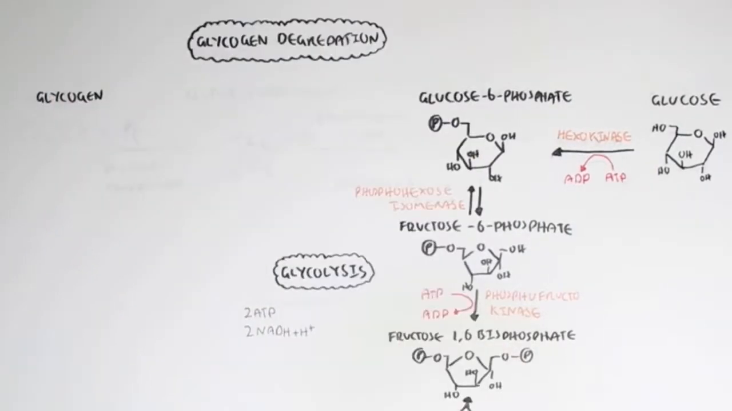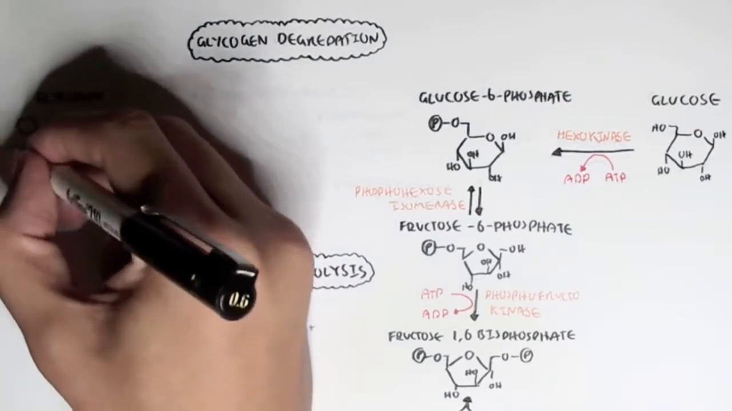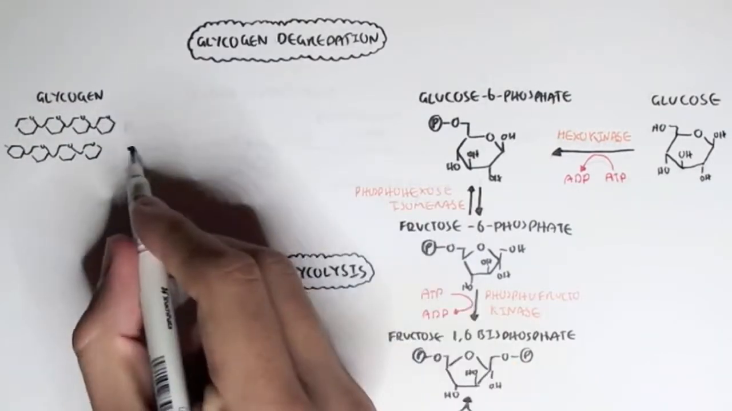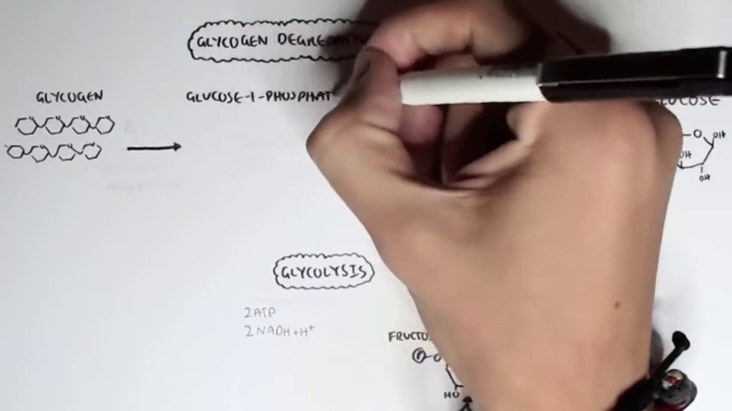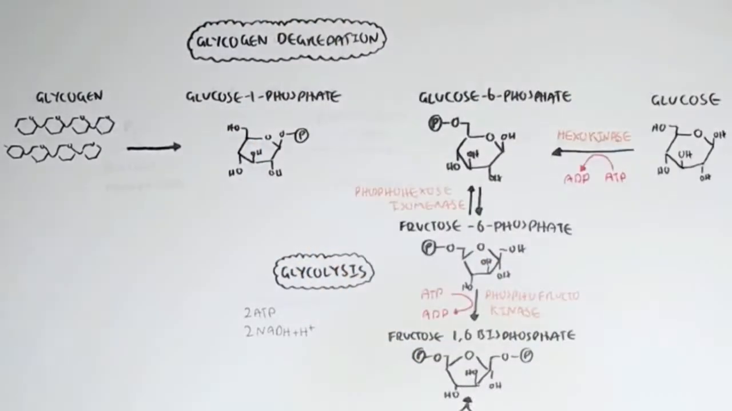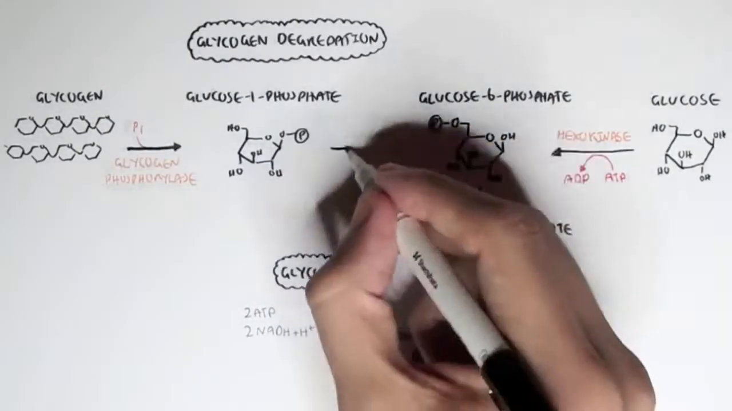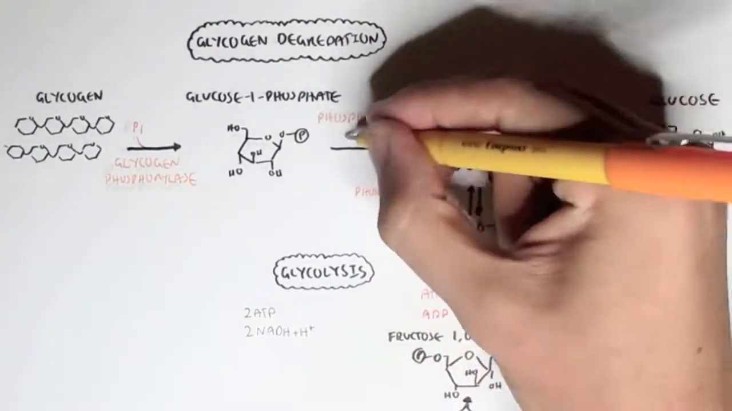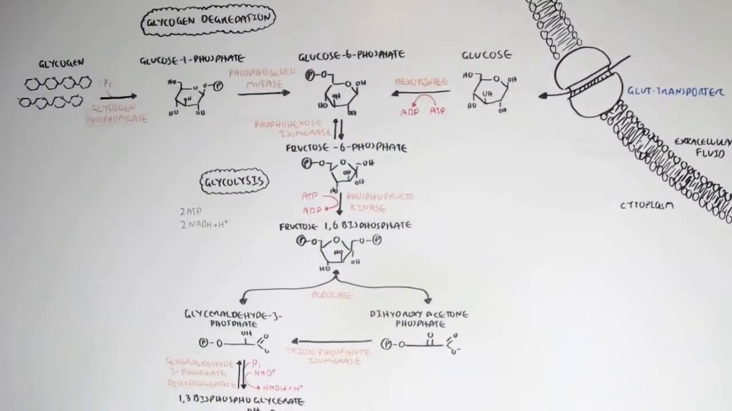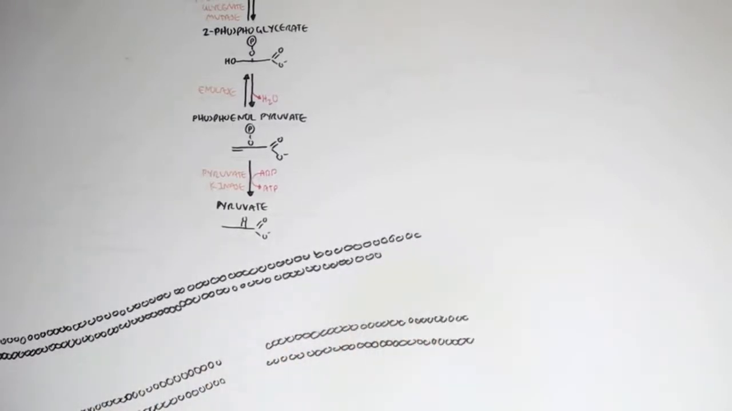Another source of glucose is from glycogen, through glycogen degradation. Glycogen can break off its glucose monomers to produce glucose 1-phosphate, and this is done by the enzyme glycogen phosphorylase. And the phosphate is obtained from inorganic phosphates. Now, glucose 1-phosphate can then convert to glucose 6-phosphate with the enzyme phosphoglucomutase. And then this glucose 6-phosphate is what enters glycolysis to produce a net of 2 ATP and 2 NADHs.